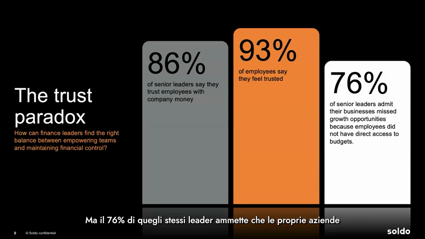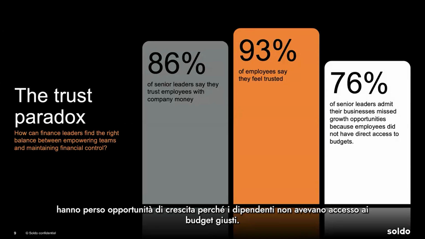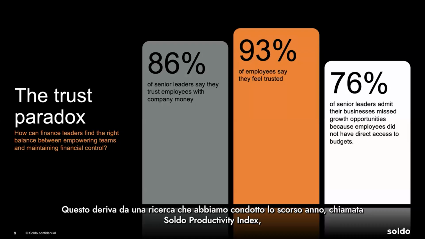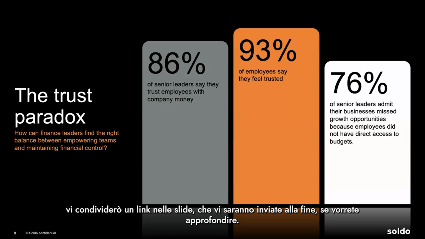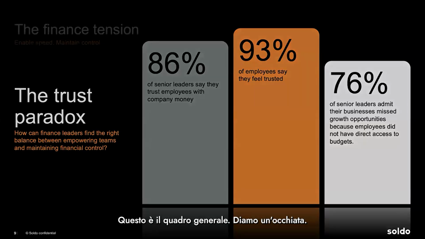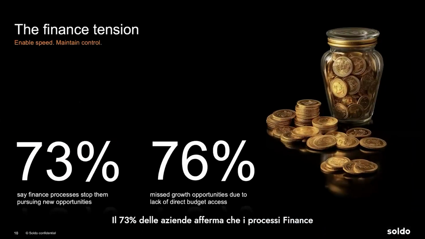But 76% of those same leaders admit that their organizations have missed growth opportunities because employees didn't have access to the right budgets. This comes from some research that we ran last year called the Soldo Productivity Index, and I will share a link in the slides, which will be shared with you at the end if you want to look into more detail. This is sort of the high level. So let's look at that.